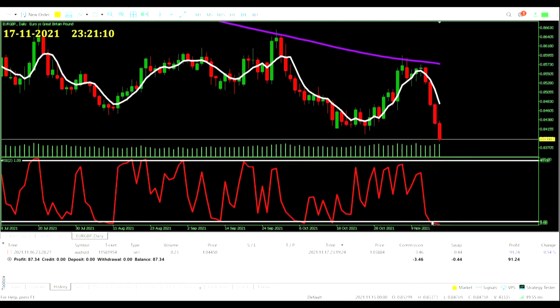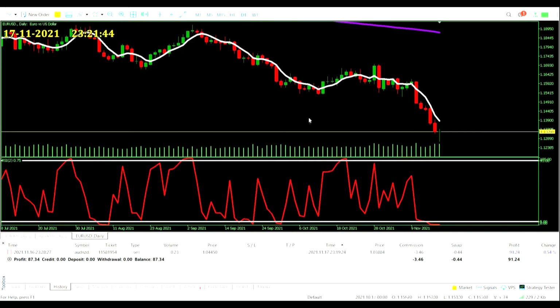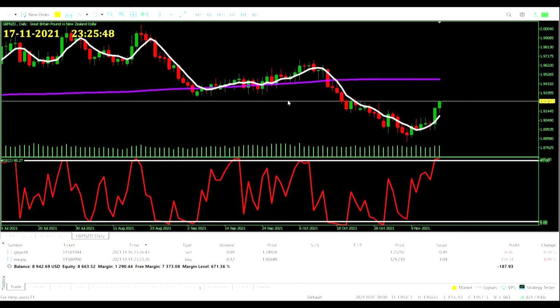Euro Great British Pound gets even more oversold. RSI yesterday was 4.58, and now it's down at 1.09. Got to be a reversal sooner or later. Really makes you want to get into it. But we are still filtered out. Same with the Euro US dollar. RSI down at 0.75. People fed up with the Euro. They want it gone. Pound New Zealand dollar comes with a genuine signal.